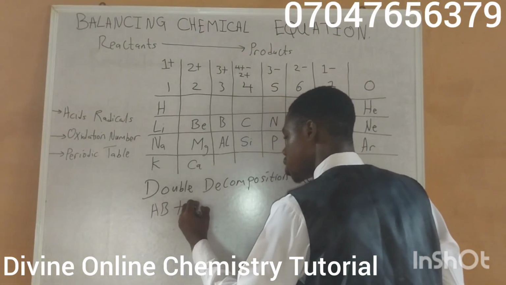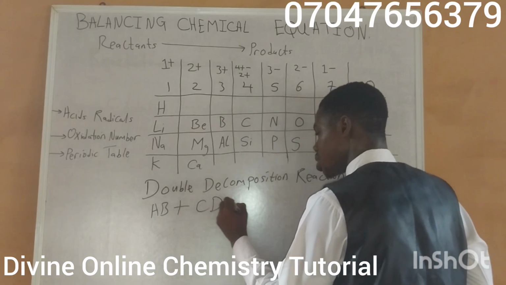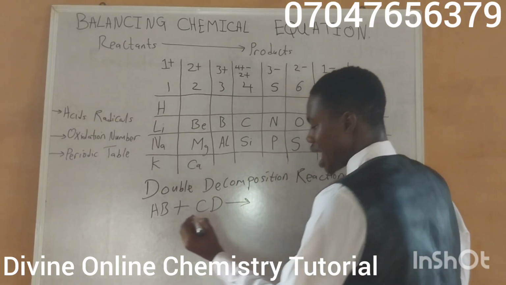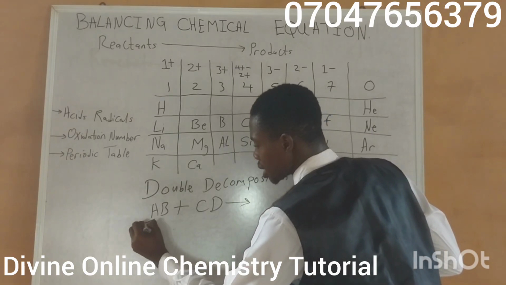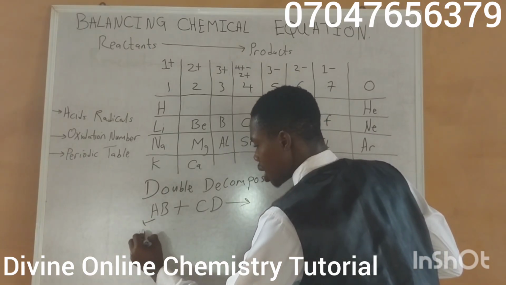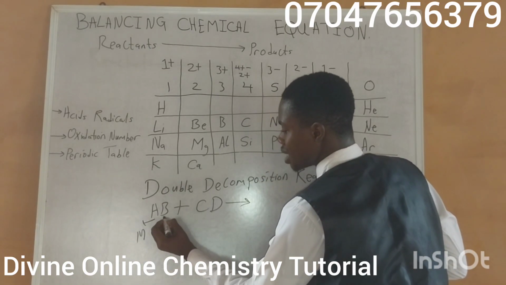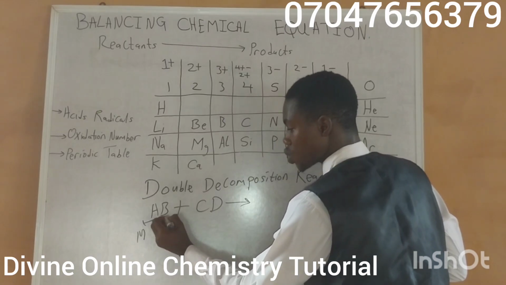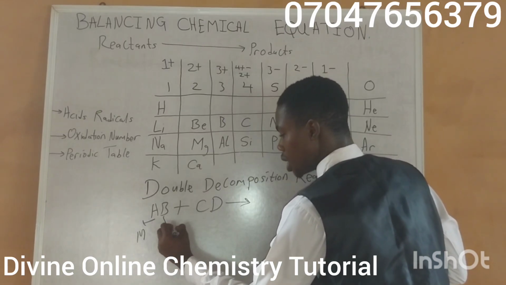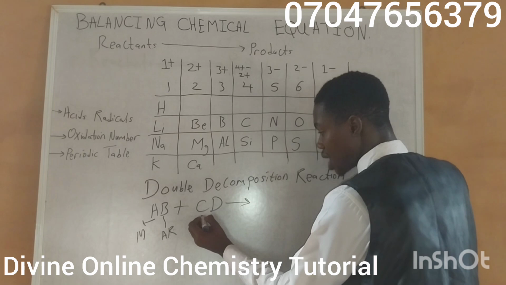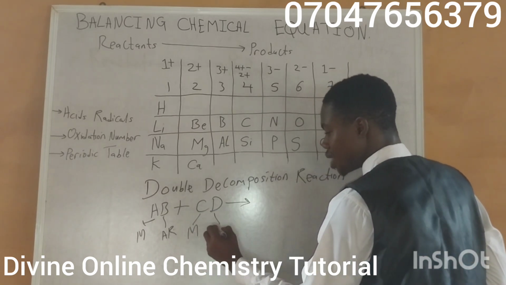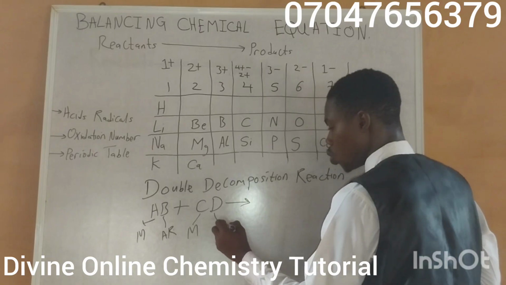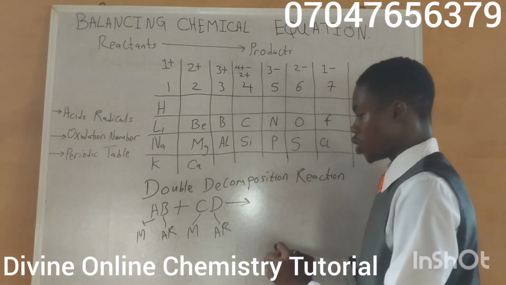AB plus CD. Now for the product to be formed, I said earlier on that the first one is always the metal, while the second one is always the acid radical or non-metal. So this was acid radical. Take note of that. The first one here is always the metal, and this was acid radical. So always please take note of this. Don't confuse them.